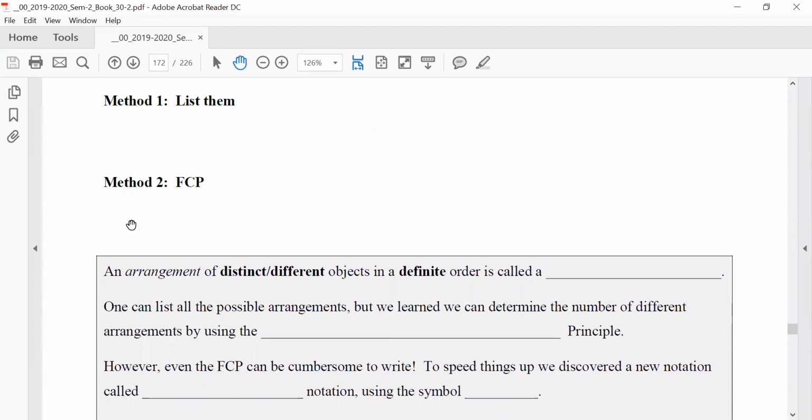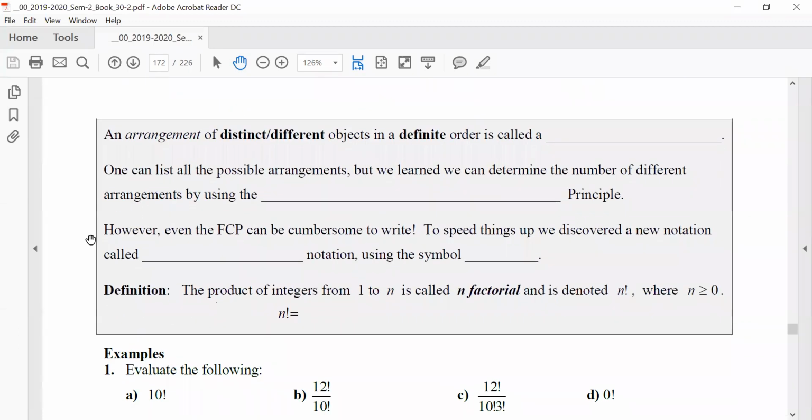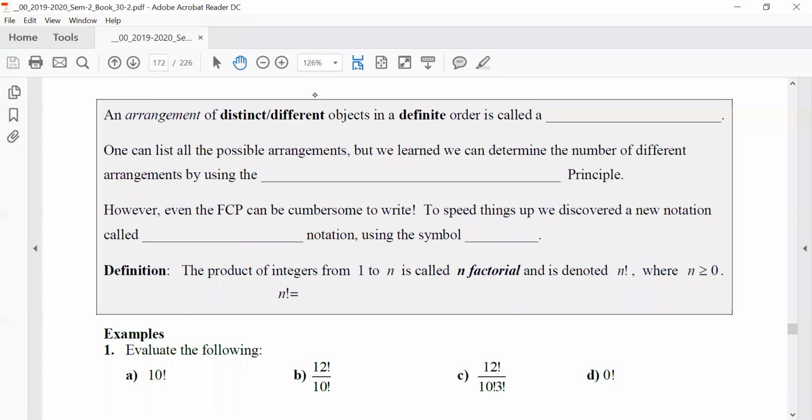So I'm just going to skip over this little piece right here and go right to here. An arrangement, again, tells me that order matters. They're distinct objects. It's called, here's your new word for the day, a permutation. So a way to do something where order matters.